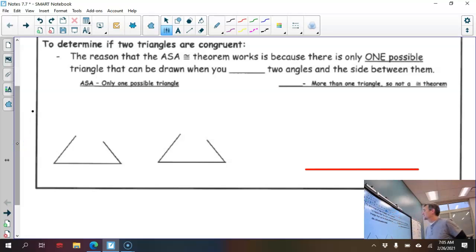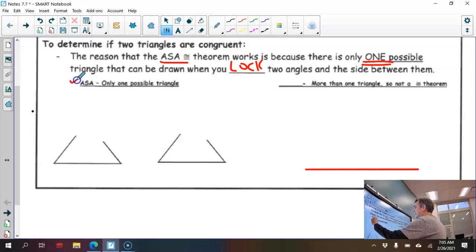So to determine if two triangles are congruent, here's why these theorems work. The reason that the angle-side-angle congruence theorem works is because there is only one possible triangle that can be drawn when you lock two angles and the side between them. And I want to show you what I mean by that.